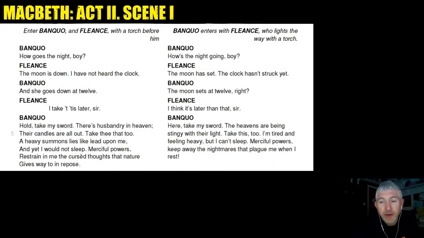Okay, so as usual, we have the script in the original Shakespeare on the left-hand side and the modern translation on the right. I'll read it to you. You follow it with me, please.